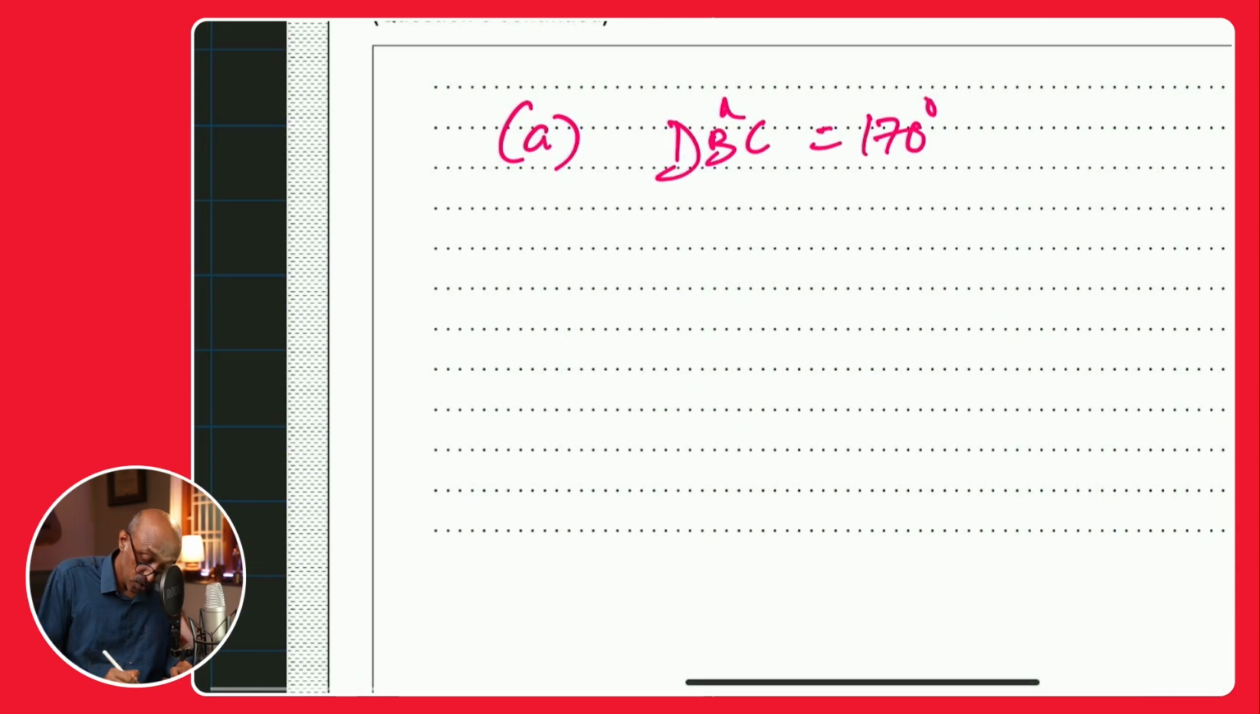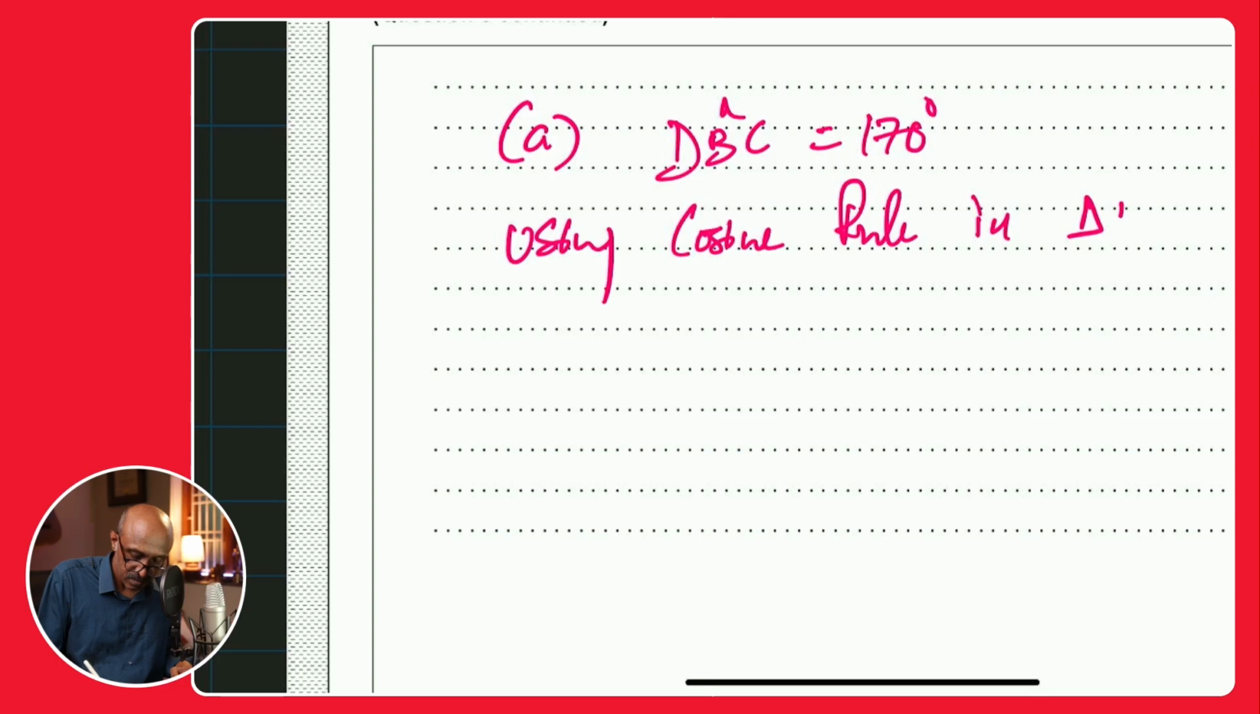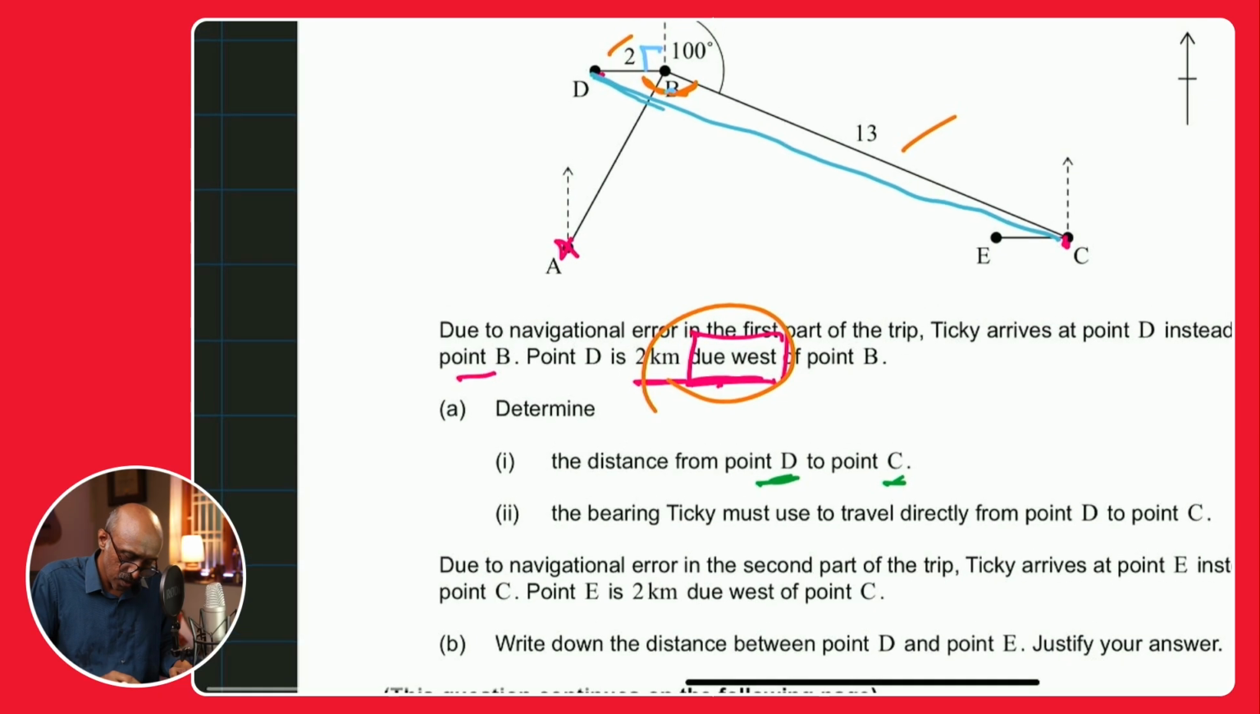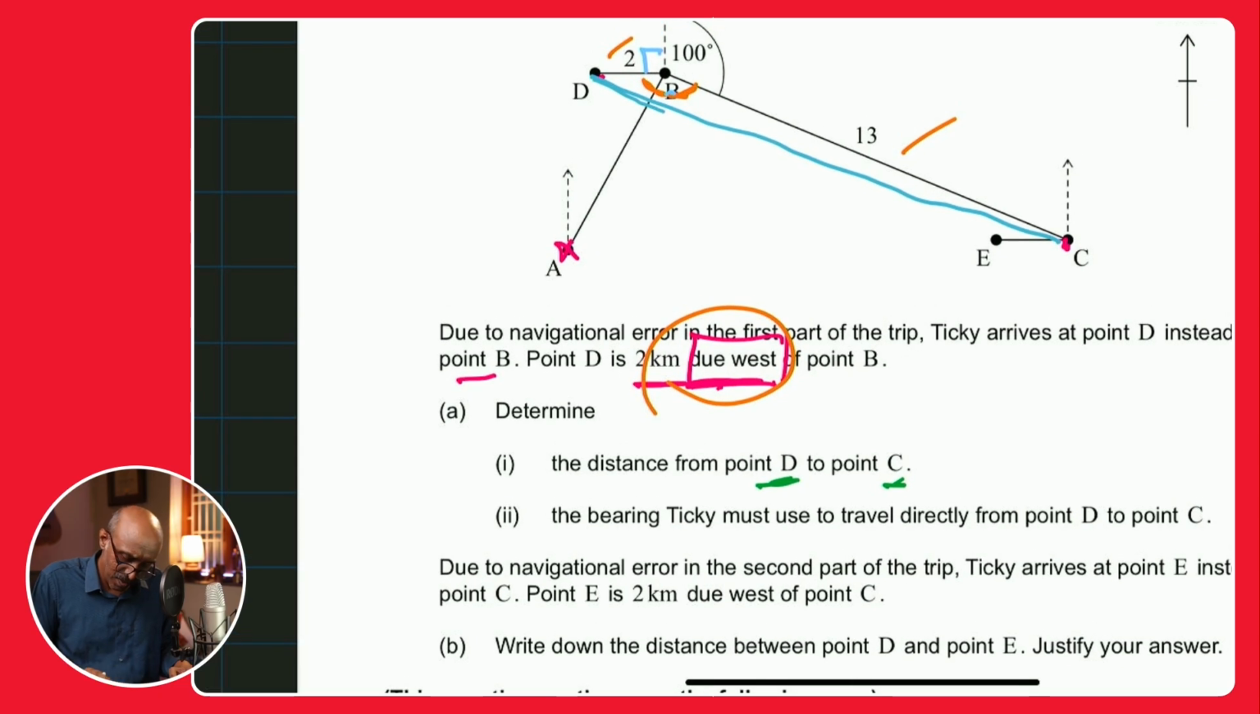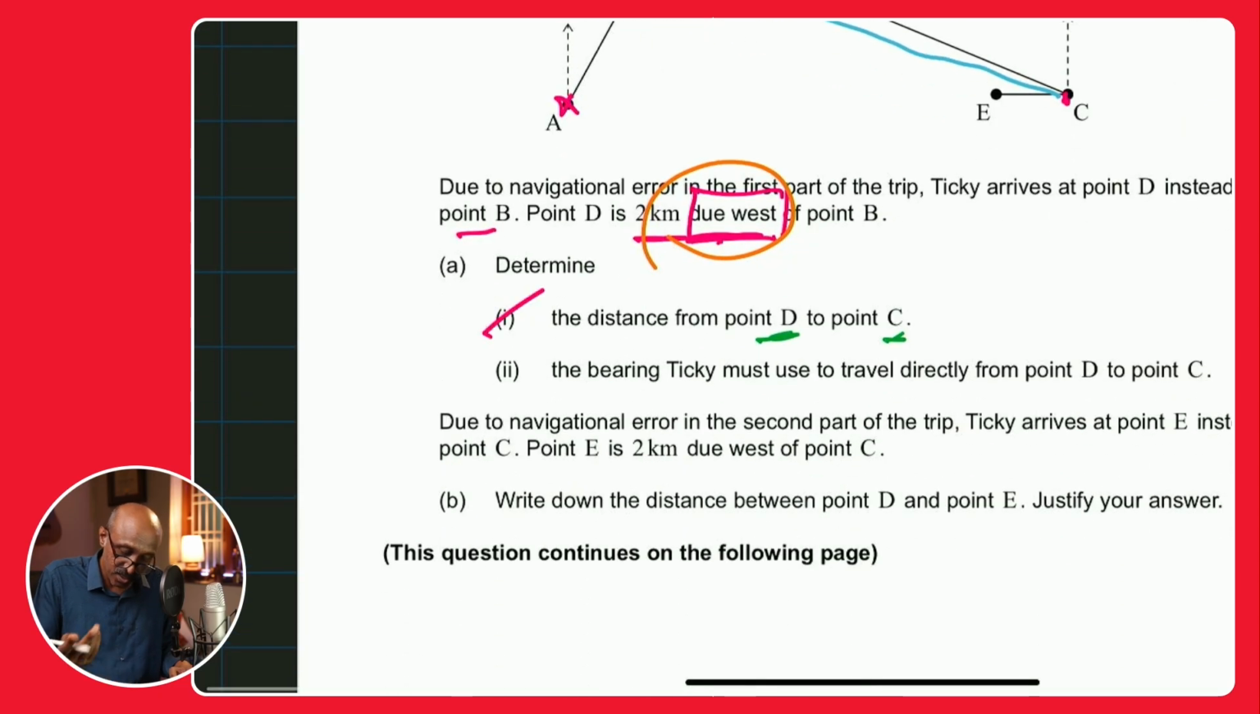And then we can say using cosine rule in that triangle. Okay, make sure you write down everything clearly, in which triangle you're using cosine rule. So what's the angle opposite to that DBC? That's the side that we're looking for. We're looking for D to C, right? That's the distance they want.